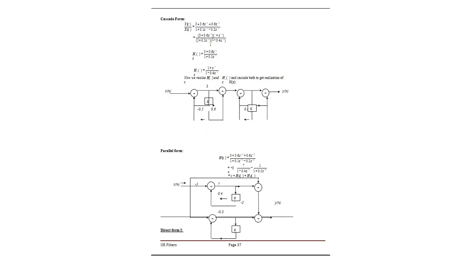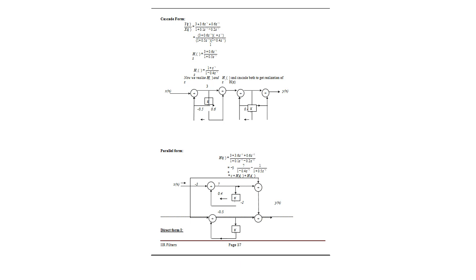So next we have to form the cascade form. That is Y of z by X of z, equal to 3 plus 3.6 z inverse plus 0.6 z power minus 2 divided by 1 plus 0.1 z inverse minus 0.2 z power minus 2. So first we have to take the common value, that is 3, into 1 plus 0.2 z inverse into 1 plus z inverse, divided by 1 plus 0.5 z inverse into 1 minus 0.4 z inverse. So that is H1 of z is 3 plus 0.6 z inverse divided by 1 plus 0.5 z inverse, and H2 of z is 1 plus z inverse divided by 1 minus 0.4 z inverse.